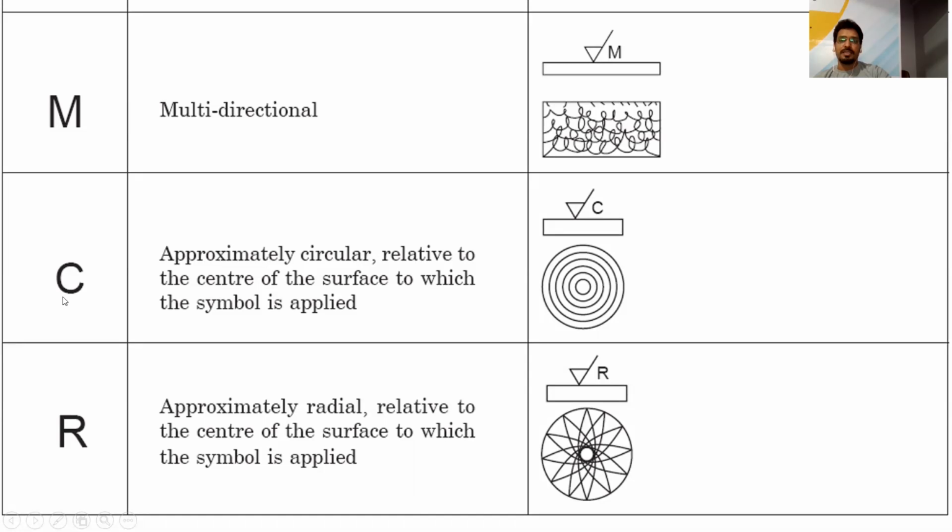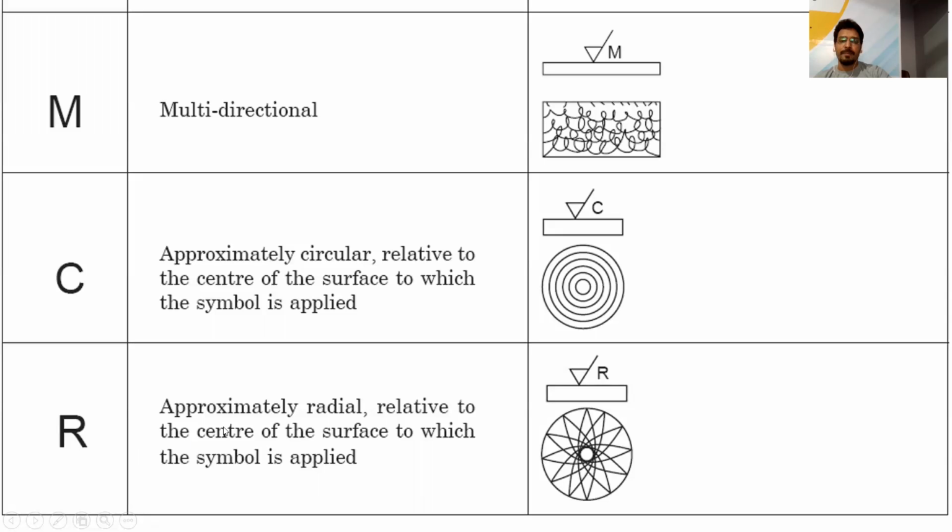Next, C represents circular lay, approximately circular relative to the center of the surface to which the symbol is applied. The symbol of circular lay is like this. For example, in the facing process, when we do facing on the lathe machine, you will get a structure on the workpiece like this. So this is the example of circular lay.